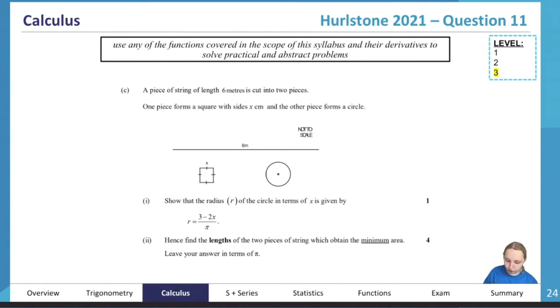Oh, it's also super common for your optimization questions to give you something in part 1, so that even if you can't find it in part 1, you can use it in part 2. So don't be discouraged if you can't prove or show whatever it is in part 1, because they usually give it to you so that you can then use it in part 2, even if you can't find it in part 1.